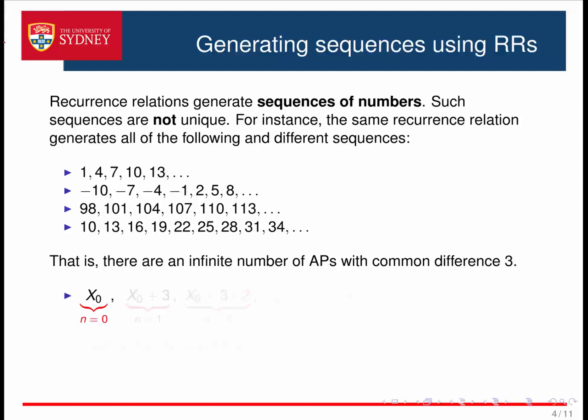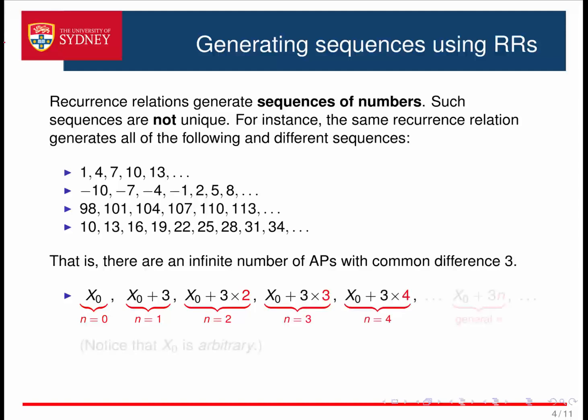We write down the most general sequence for this recurrence relation by calling the arbitrary first term x0. This sequence will therefore be x0, x0 plus 3, x0 plus 3 times 2, x0 plus 3 times 3, x0 plus 3 times 4, and so on, with the general term being given by x0 plus 3n. So from this we can see that the recurrence relation can generate an infinite number of sequences depending on the initial term x0, which is again completely arbitrary.